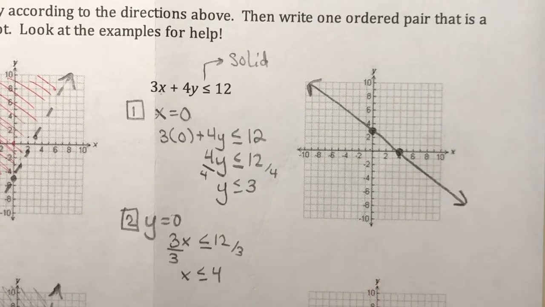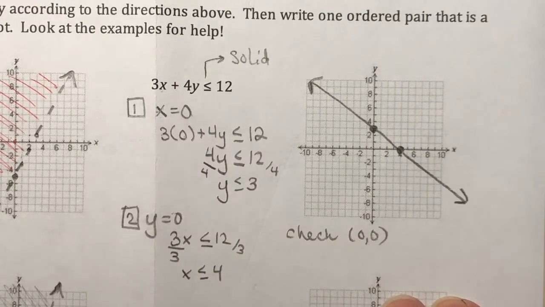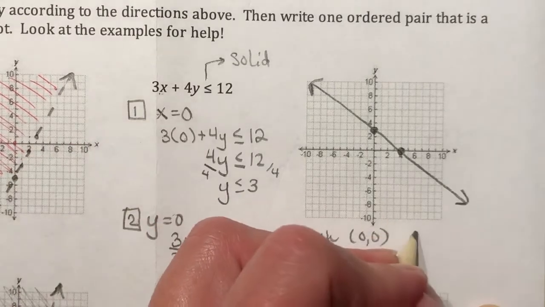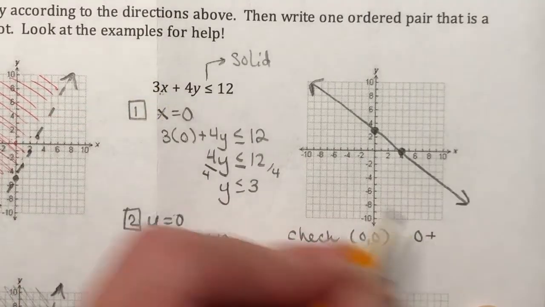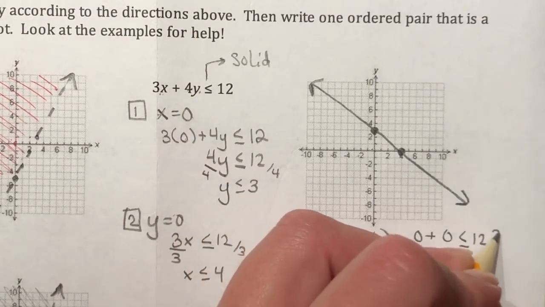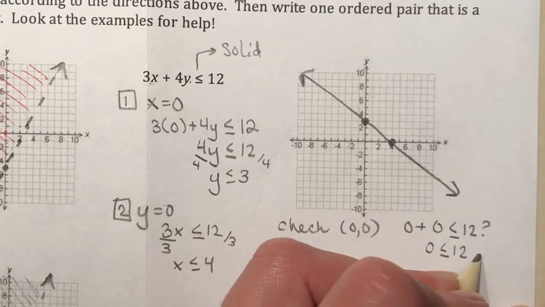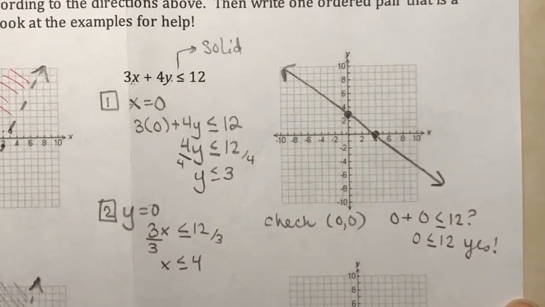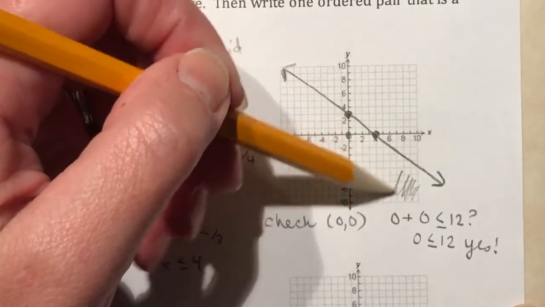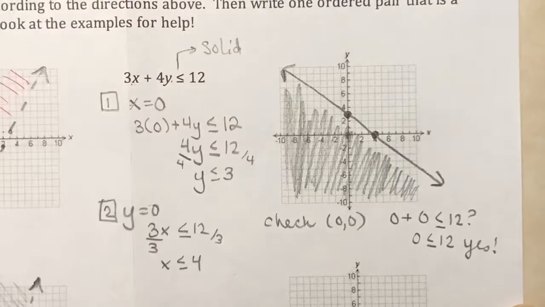And now, last but not least, I need to check 0, 0. So let's plug them both in. 3 times 0 is 0, plus 4 times 0, which is 0, and I need to know if that's less than or equal to 12. Well, 0 is definitely less than 12, so I'm going to say yes, and that means this side here that includes 0, 0 is the part that I'm going to shade. So wherever 0, 0 is in relation to the line, that's where the shading is happening.